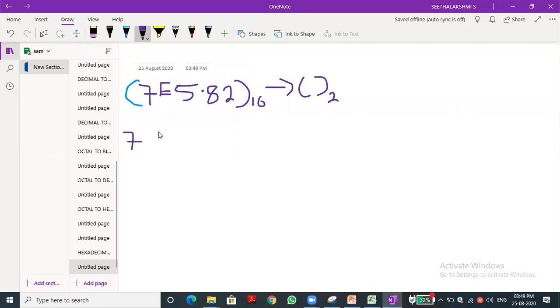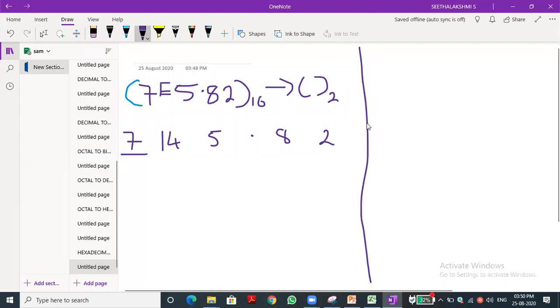7. Then E. What is the value for E? 14, sir. Then 5 we write directly. Then point. Then 8. Then 2. We write the value 2. We need to find the binary value for each digit. For 7 we need to do the conversion.